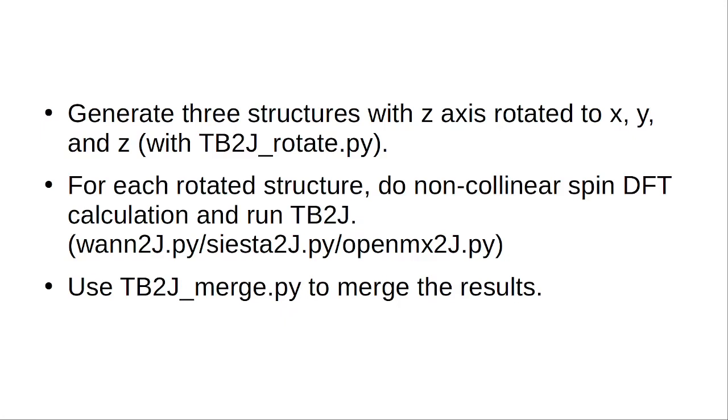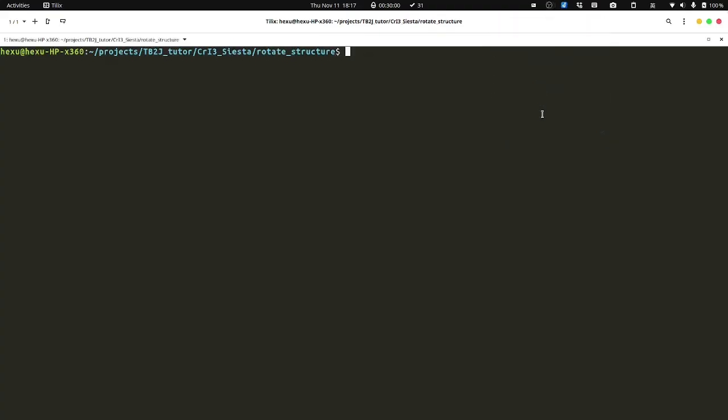And then for each rotated structure, we do one non-collinear spin DFT calculation and run TB2J. In this step, use Siesta, Abinit, CP2K, or OpenMX. So we can then use the corresponding script for the TB2J calculation. We will use the 2D material chromium iodide as an example. Let's first try to generate the rotated structures.